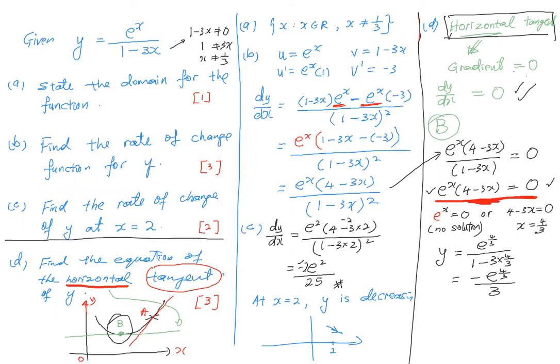And I told you equation of tangent always is y equal to something, correct? Horizontal tangent. So therefore, horizontal tangent is y equal to negative e to the power of 4 over 3 divided by 3. Done.